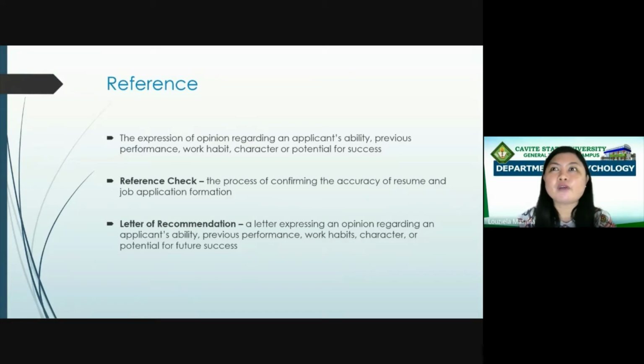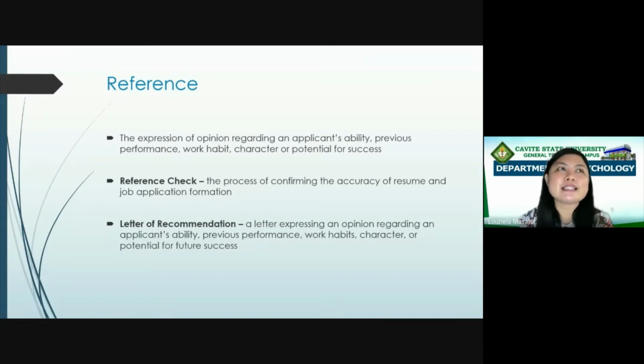So therefore, you have to be very cautious in writing the names that you included on the character references. Kasi nga, tinitingnan siya ng ating HR assigned to that. And another is the letter of recommendation. This one naman is different from reference check kasi sa reference check, tinatanong yung ating mga character references na nilagay doon sa ating resume. Yung letter of recommendation, meron na mismong nagbibigay doon sa company ng letter recommending, expressing the recommendation of a particular person na pwedeng fit doon sa trabaho.